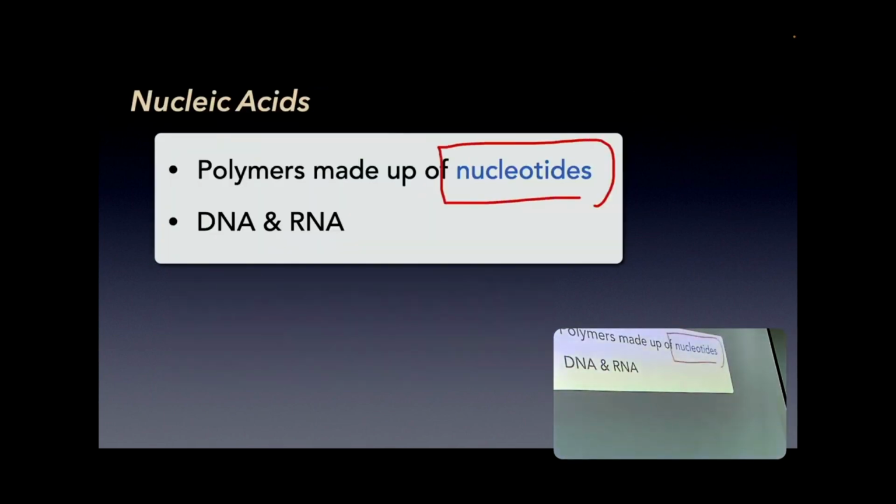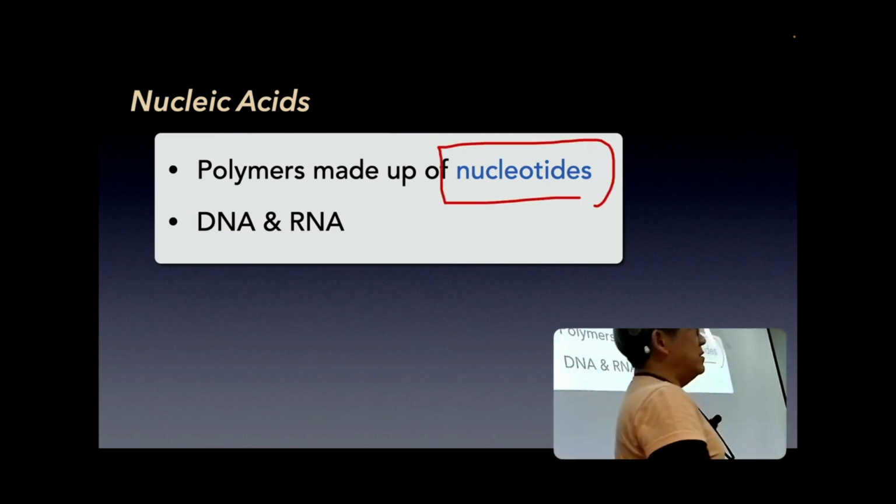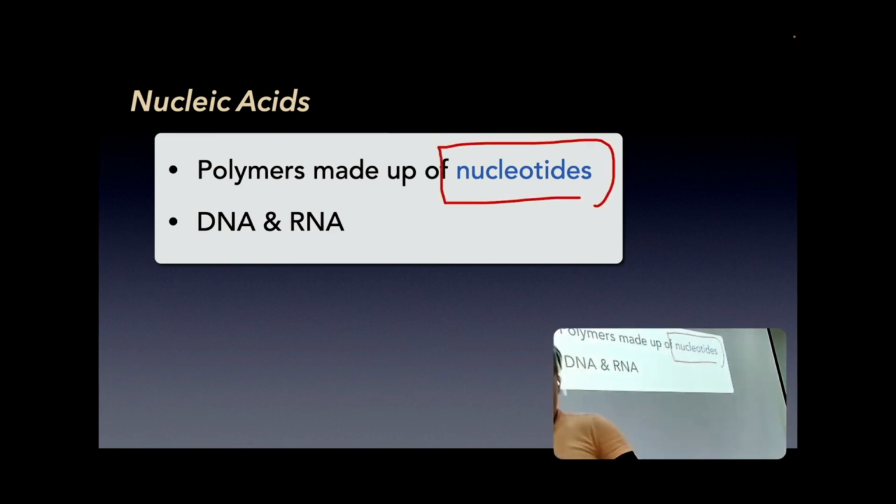That means, if you were to define a fat, you can say it is a polymer of fatty acid. Get it? If you were to define a starch, you can say it is a polymer of glucose. So, same logic, nucleic acid. How many different kinds of nucleic acid can you name?